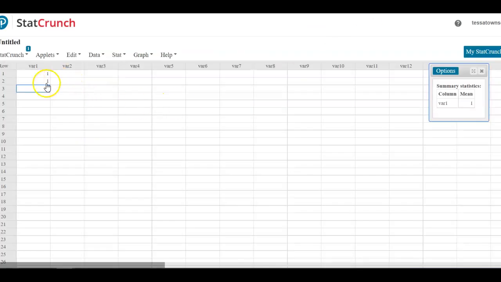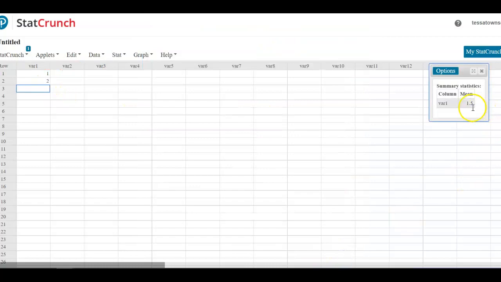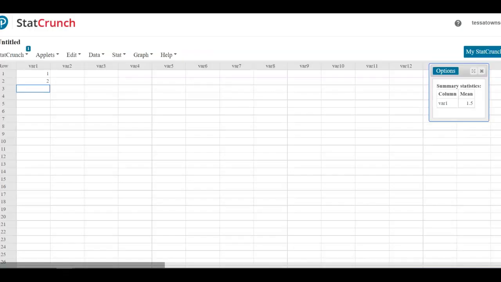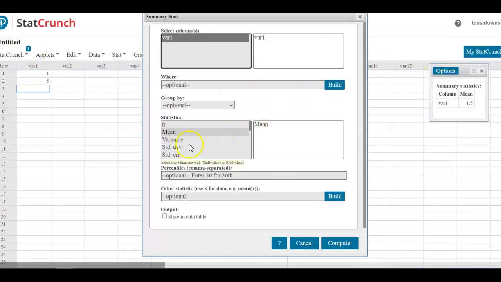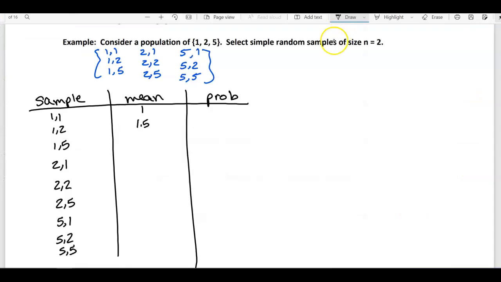So we're going to do 1, 2. And then go to Options, Edit. I changed this number, but I still want to find the same thing. Press Compute. My mean is 1.5. Same thing with 1, 5. Options, Edit, Compute. The mean is now 3. So you can see what we're doing. We're finding the mean for each one of these.